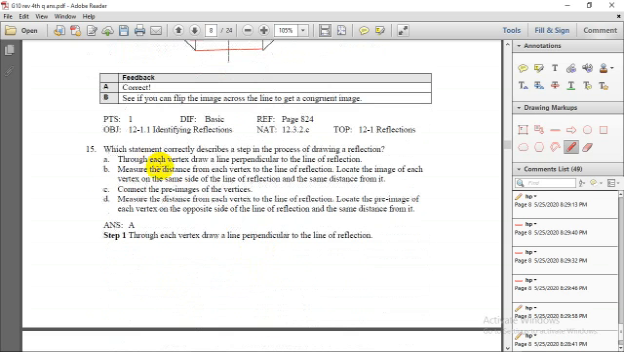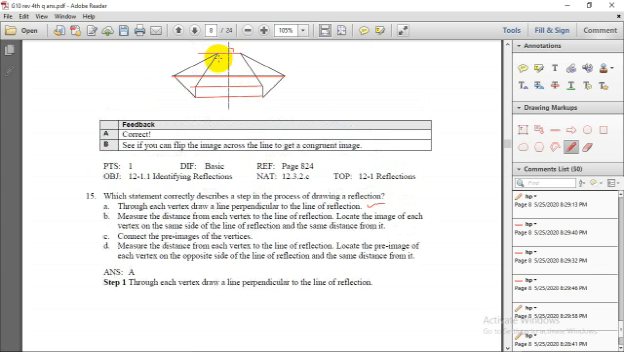So let's see here. Through each vertex, draw a line perpendicular to the line of reflection. Yes, so the first one is right. Let's complete to see. Measure the distance from each vertex to the line of reflection. Locate the image of each vertex on the same side. Look here, the image is on the other side, not on the same side. Connect the pre-image of the vertices? No, the pre-image is already connected. We connect what? The image.